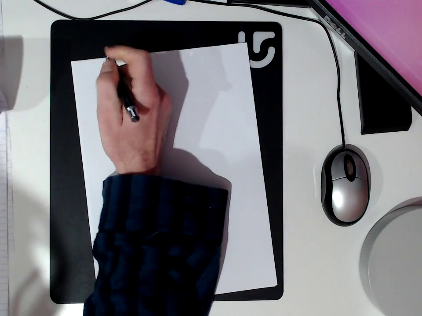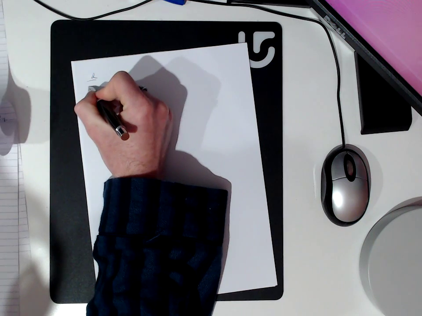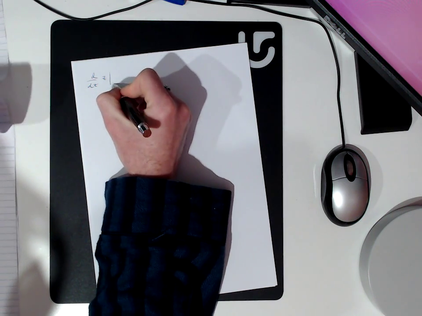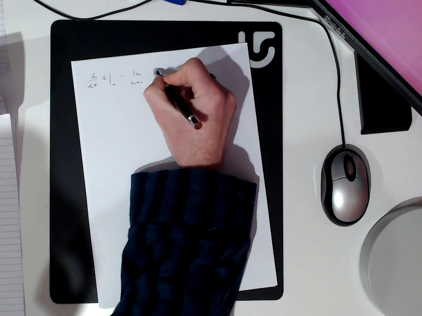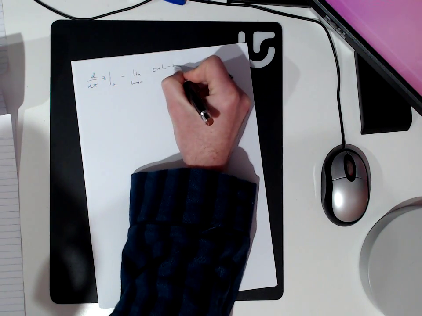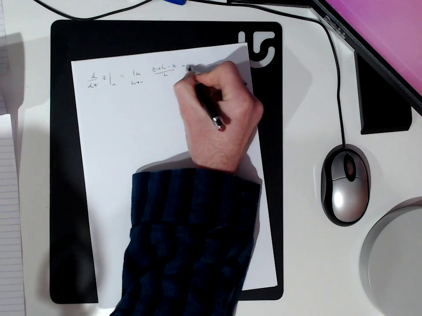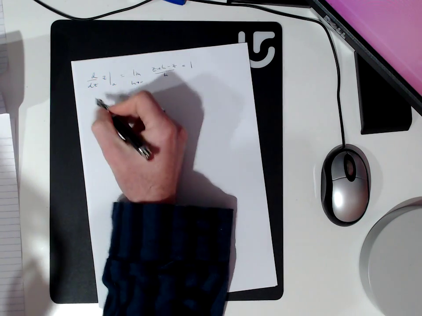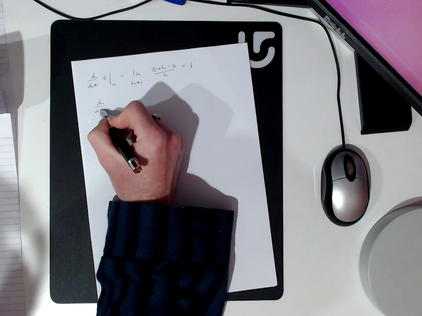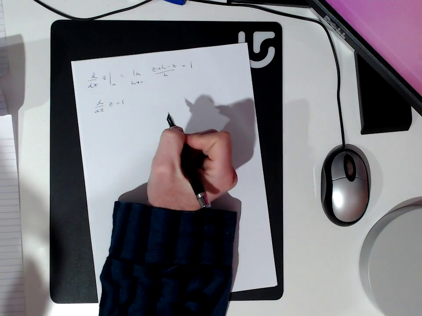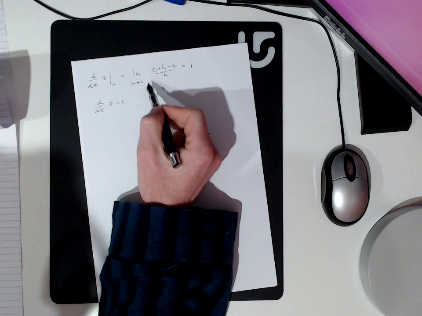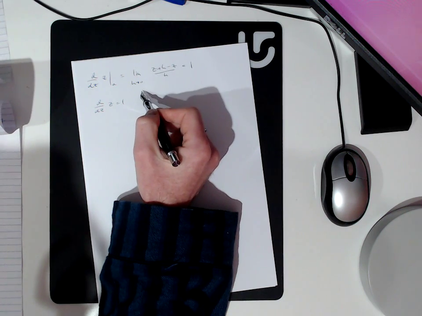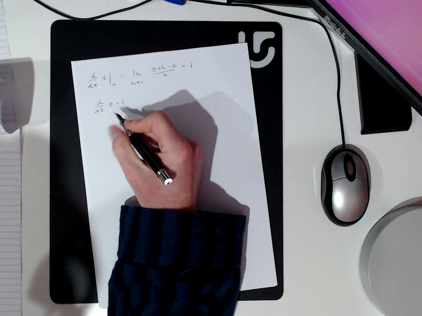Here's another example. dz of z evaluated at a is the limit as h goes to 0 of z plus h minus z over h. Well, that's still 1. So dz of z equals 1. And in this particular case, it doesn't matter what you do with h. Just be careful.